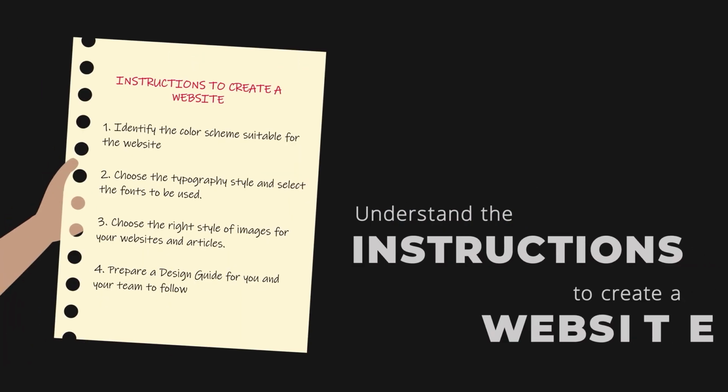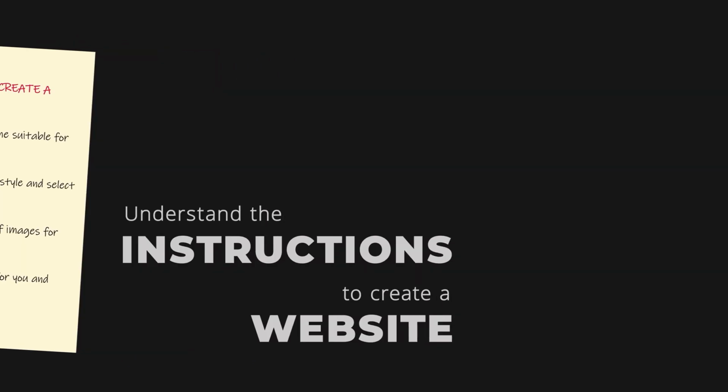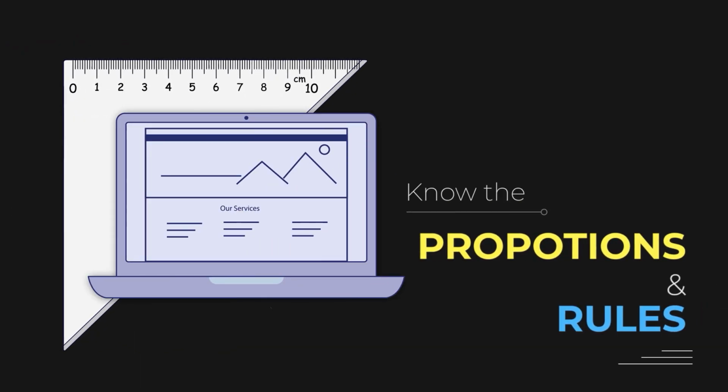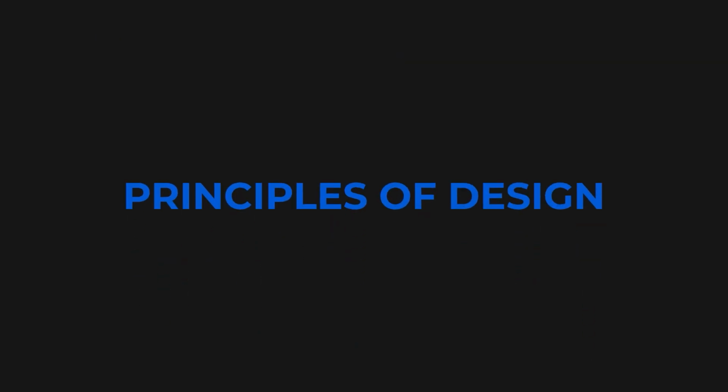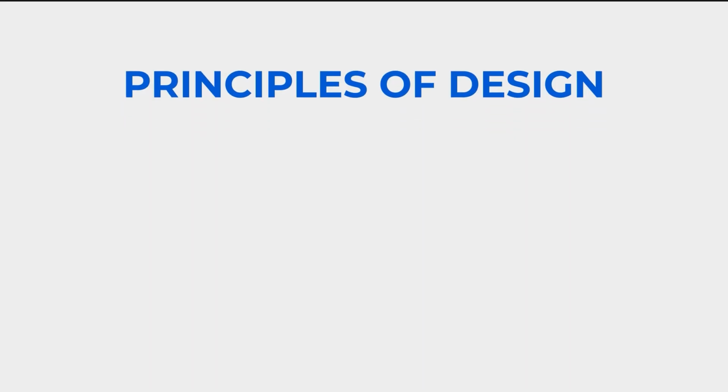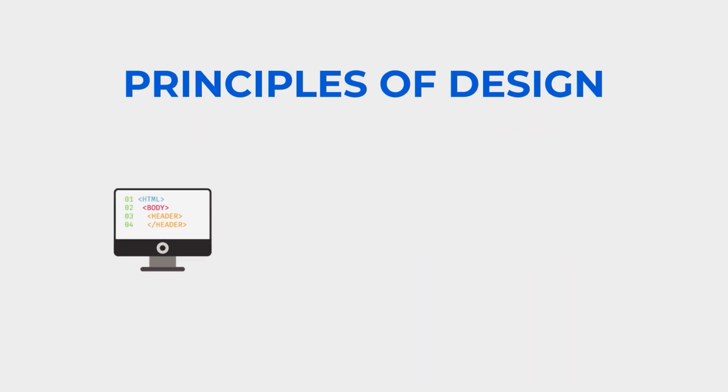But it isn't enough if we just know these. Similar to baking, we need to also read the instructions first of how to use our ingredients. We need to know the proportions and other rules behind how to make our website. We call these principles the principles of design. These principles are applicable for any user interface design, including websites, apps, or a game's UI.